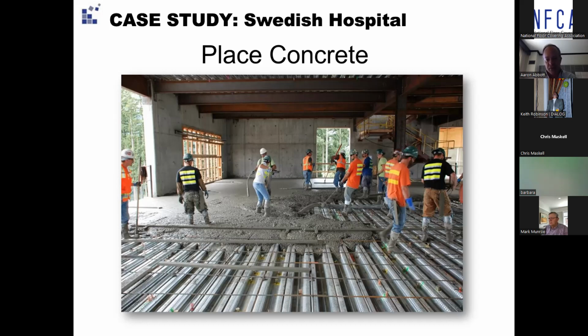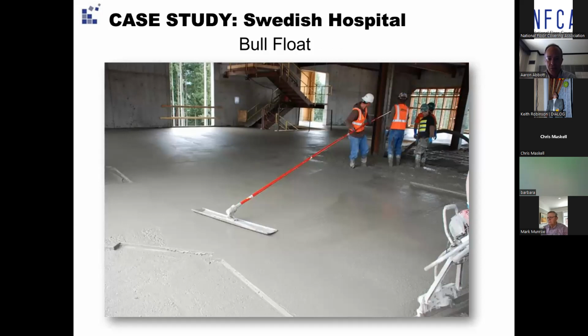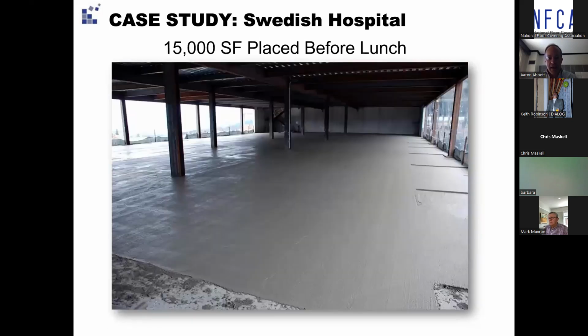So in this case, that concrete was placed over a deck. It was bull floated. Bull floating sort of looks like this. On this project, you didn't see those helicopters, you didn't see hard troweling. It was a bull float to about FF15. And they were happy that on this particular section they placed 15,000 square feet before lunch. So quick work.